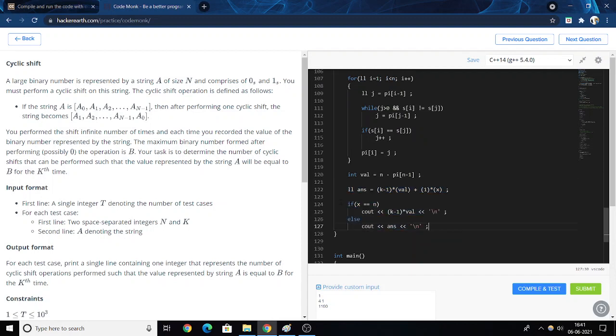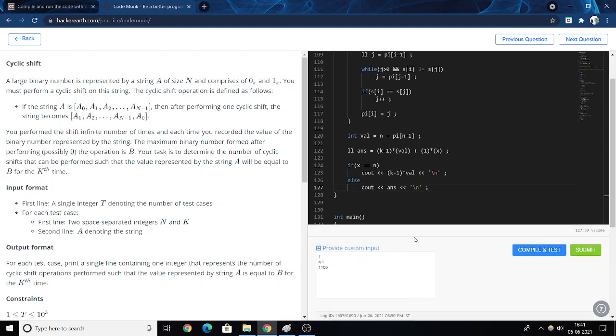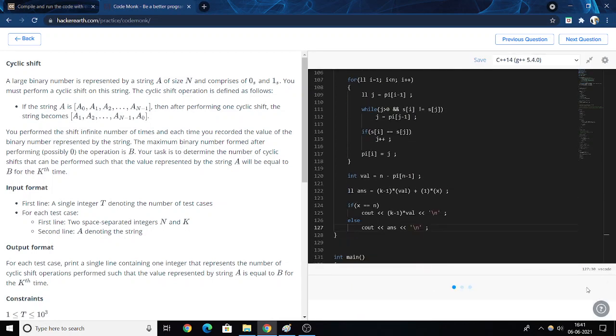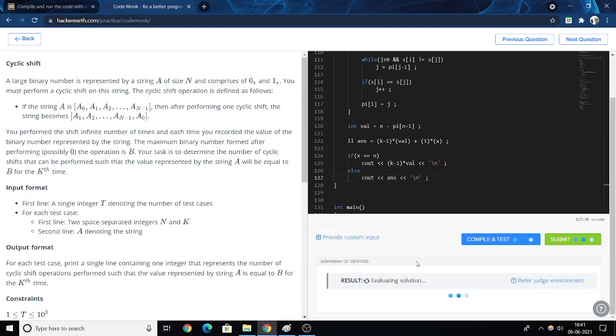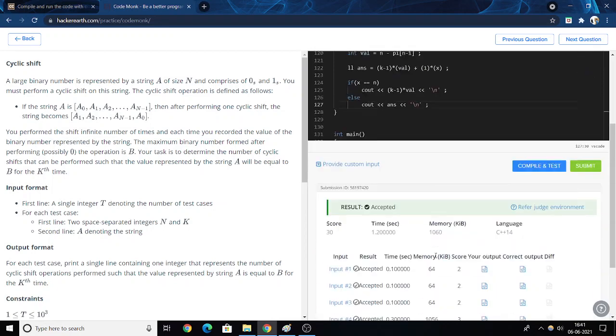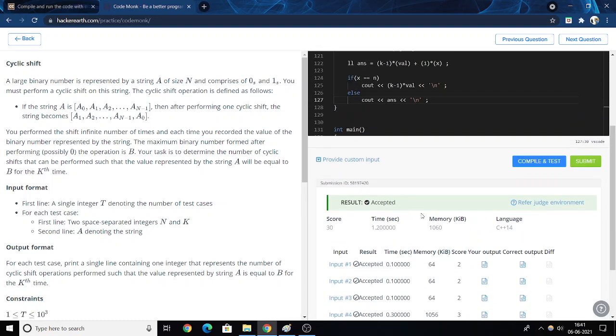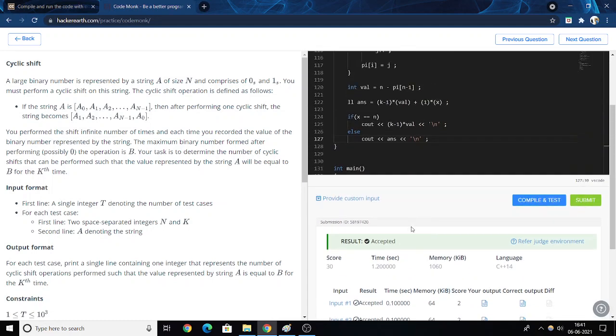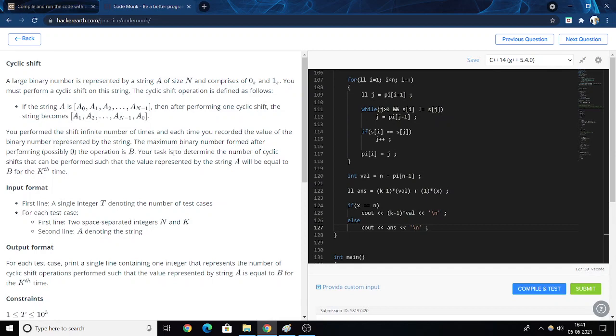Okay, so yes, we can try to submit it. And it works really fine. So yeah, that's the idea for this problem.